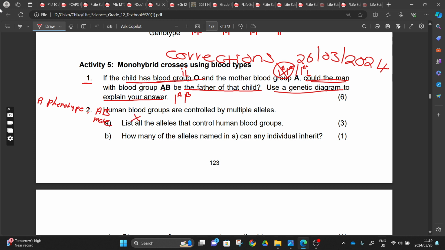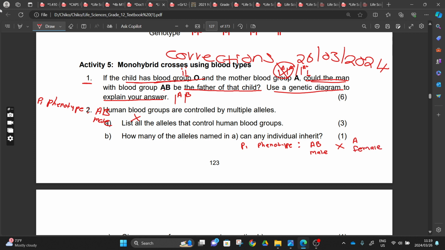crossed with, let me have space, let me write here. I'm going to say P1, and then phenotype. This is what you have to write. I'm going to write the full thing here. And then phenotype, we are going to say AB, male, crossed with a female.